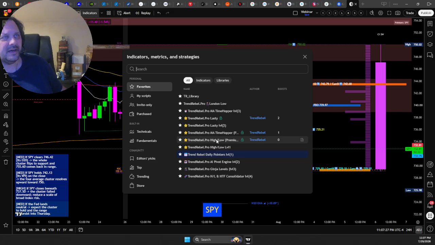And then high-low is already tied into the consolidator. Time hopper we have there, that's the same thing. London low is tied into the time hopper as well, so that's already integrated into there. And then we have a pivot engine too.